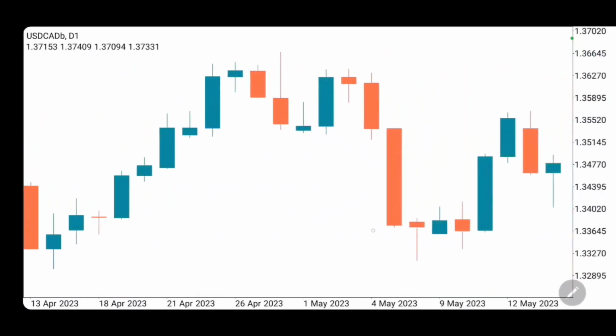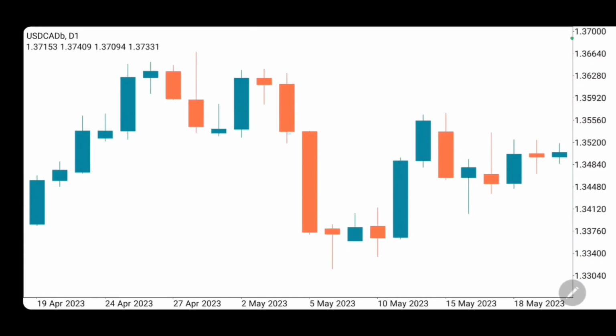Let's look at this particular one now. If I place my sell stop right here or my buy stop right here, see how this current day candle would have activated my sell stop. This is my buy stop. Mind you, this is on a daily time frame.